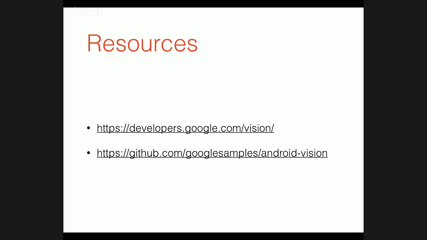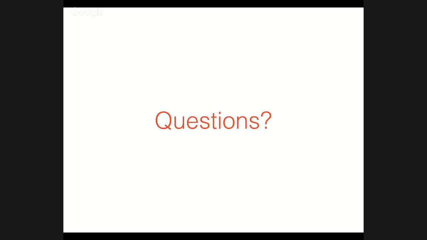These are the links to the documentation and the guides and the samples by Google. There are four samples: a face tracking application, barcode tracking, and multi-tracking, which does face tracking and barcode tracking at the same time. And that's pretty much it for me. Pretty simple to implement and use. Any questions?